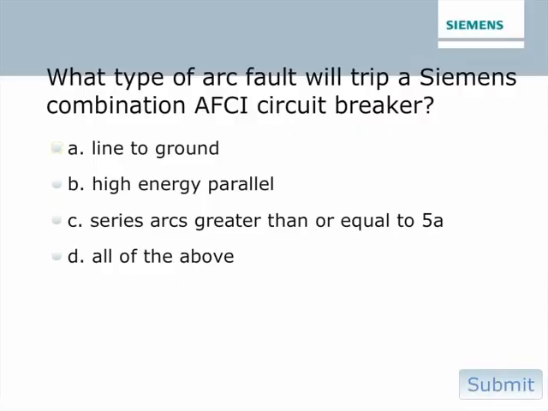Question 11. What type of arc fault will trip a Siemens combination AFCI circuit breaker? Is it A, line to ground, B, high energy parallel, C, series arcs greater than or equal to 5 amps, or D, all of the above?